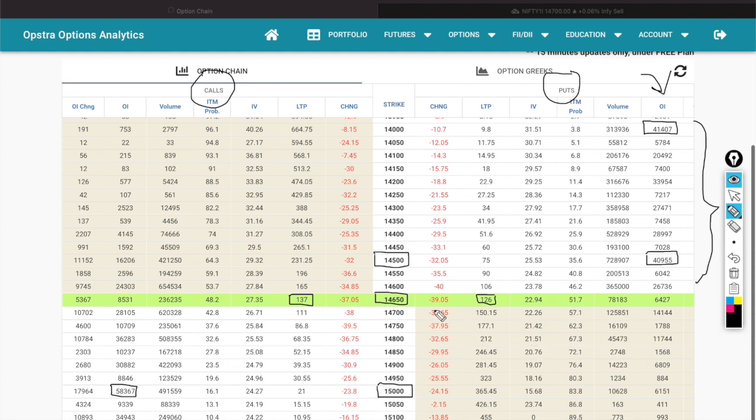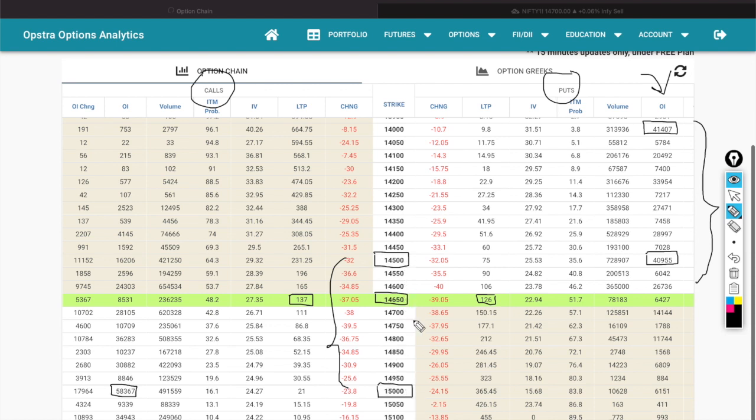So from this, we are very clear that the market has closed here today, and the range that is coming up for this weekly expiry is this particular range. Okay, so that is 14,500 to 15,000. So we can easily understand.